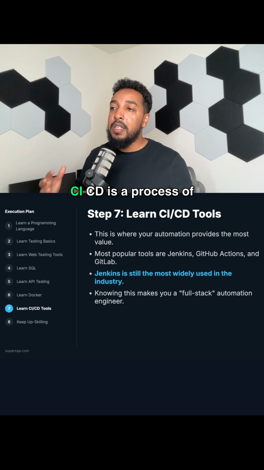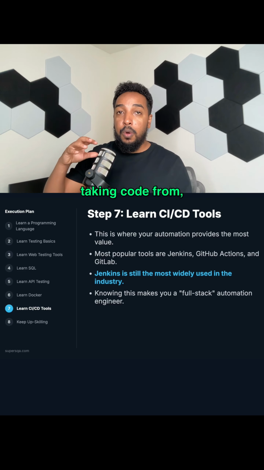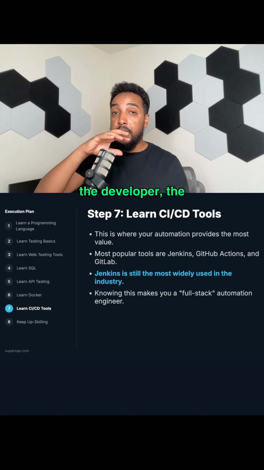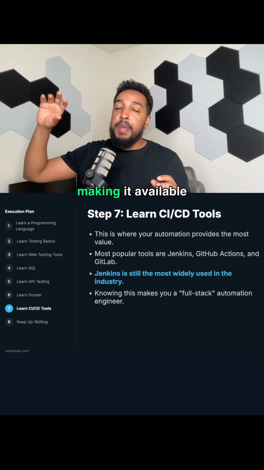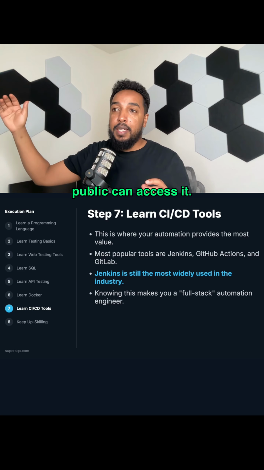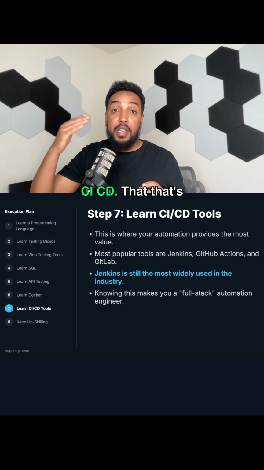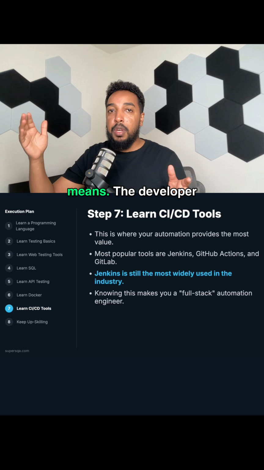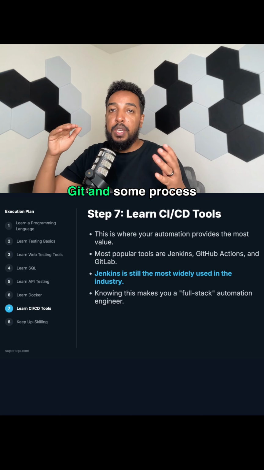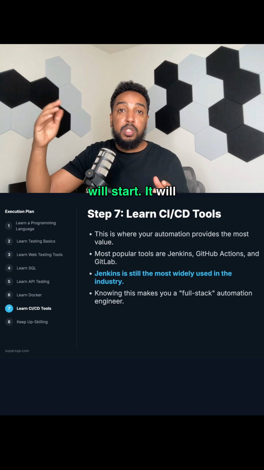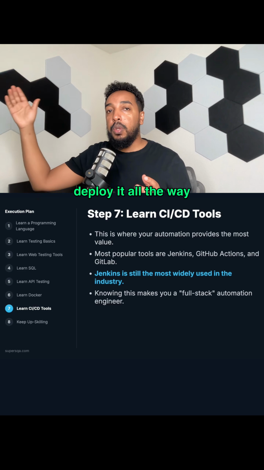CI/CD is a process of taking code from, let's say, the developer that's building it, and making it available on the server so the public can access it. There is a whole process. That's what continuous integration, continuous delivery, CI/CD, that's what that terminology means. The developer checks the code into Git, and some process will kick off, it will take the code and deploy it all the way to the final destination.